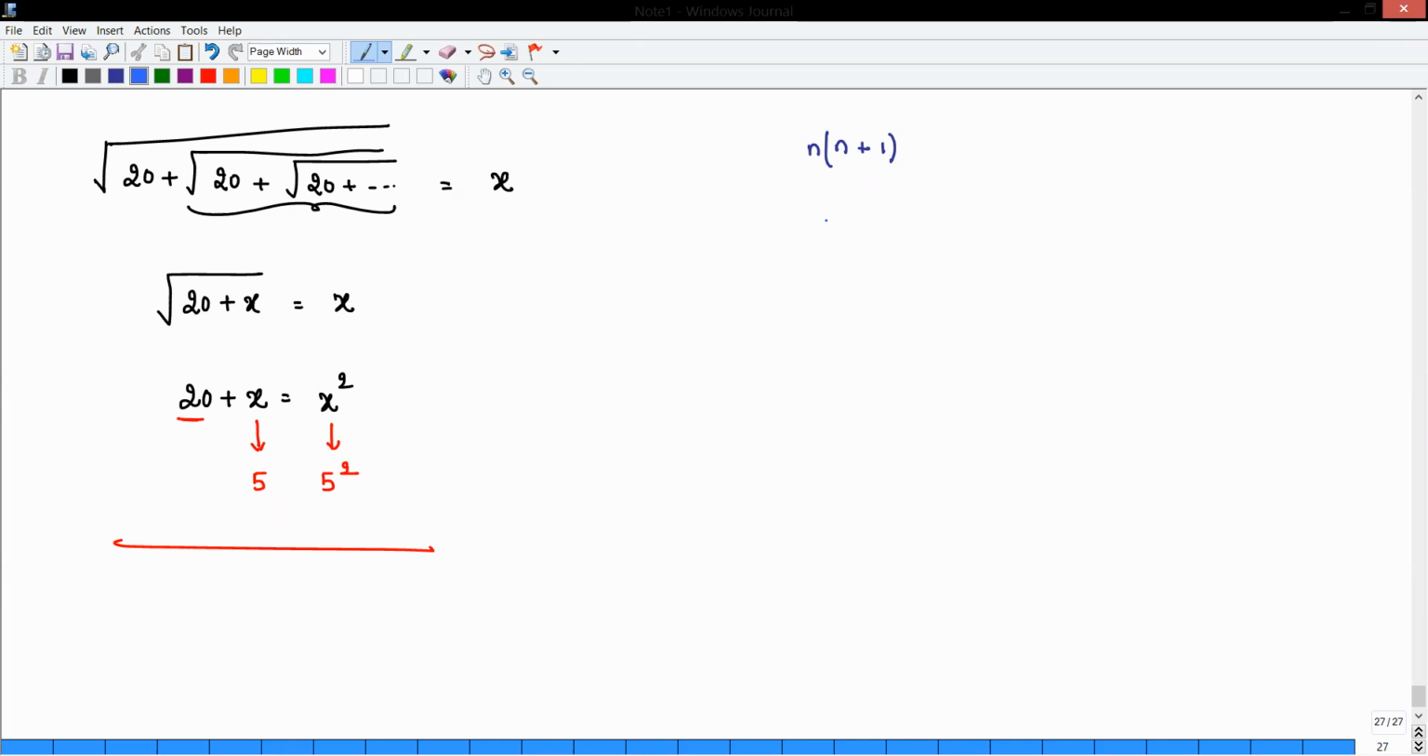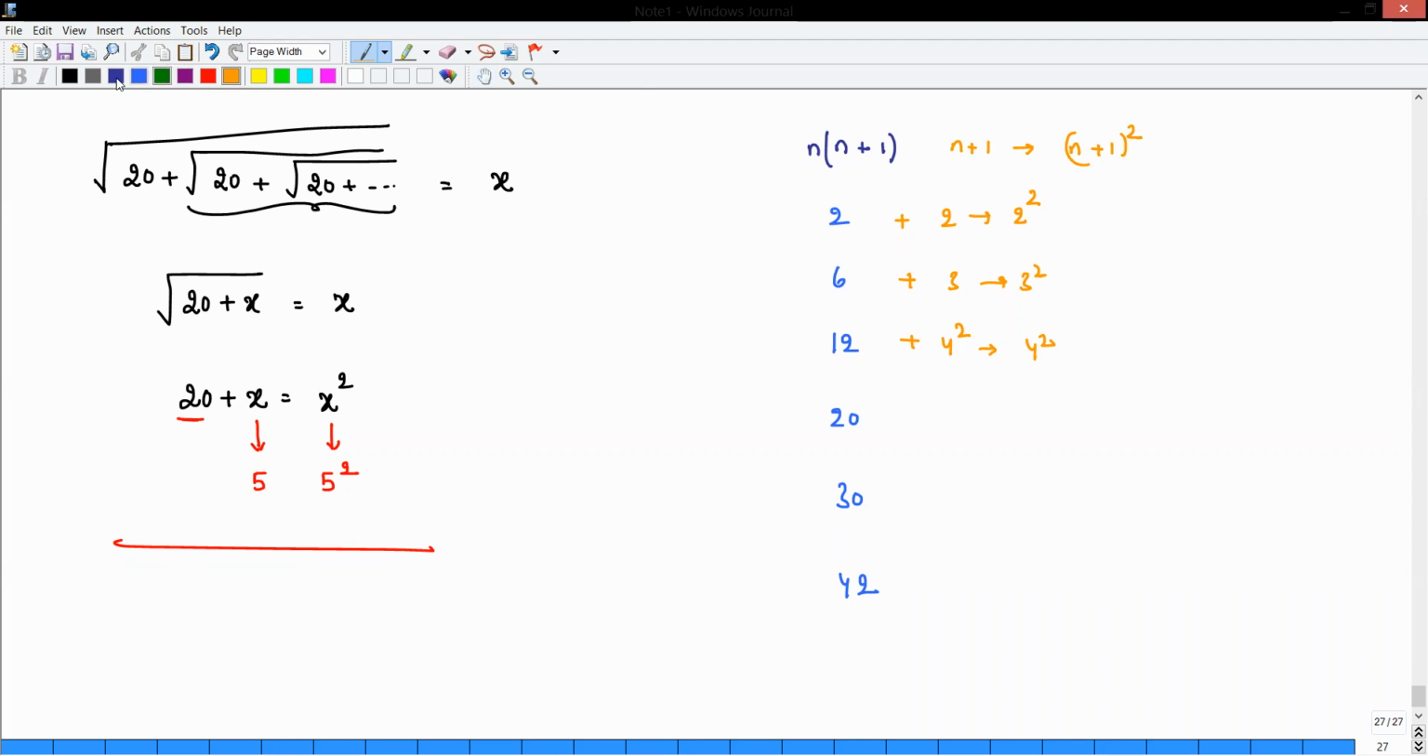Suppose you take 1 into 2, 2; 2 into 3, 6; 3 into 4, 12; 4 into 5, 20; 30, 42. If you have these kinds of numbers, then if you add 2, you'll get 2 square. If you add 3, you'll get 3 square. If you add 4, you'll get 4 square. Because if you add n plus 1, you'll get n plus 1 whole square.